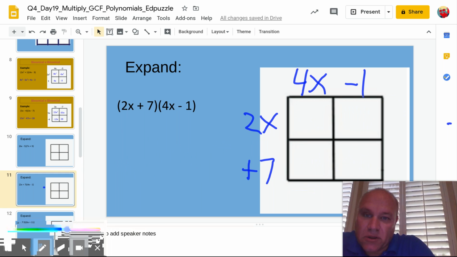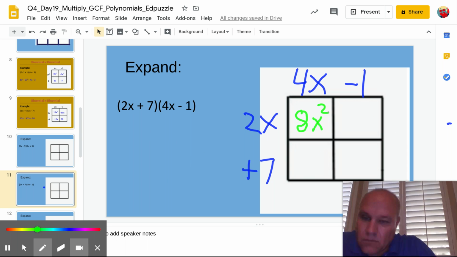All right, let's multiply 2x plus 7 multiplied by 4x minus 1. What's going to be our upper left box? We get 8x squared in the upper left box. Now, what's the upper right box? We get negative 2x. What's the bottom left box? 4x times 7 is 28x. What's the final box on the bottom right? 7 times negative 1 is negative 7.